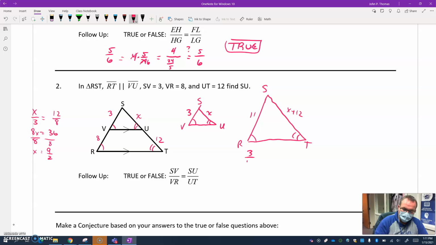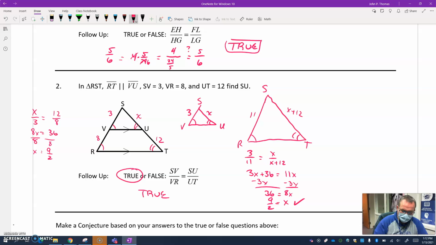So I've got 3 over 11 equals x over x plus 12. Cross multiply, 3x plus 36 equals 11x. So far it's looking good. Subtract 3x, and we end up at 36 equals 8x, or x equals 9 halves. Sure enough, that was what we expected. The SV over VR and the SU over UT, that is another true statement.